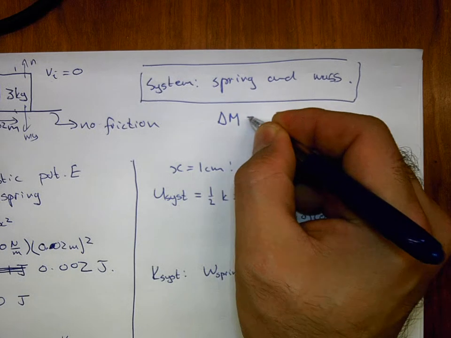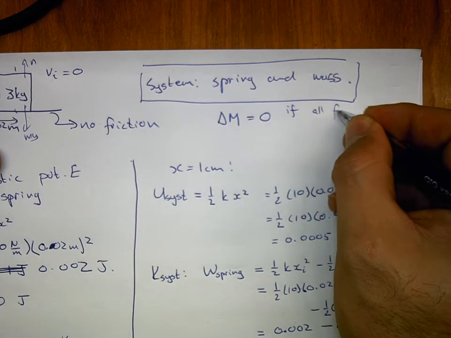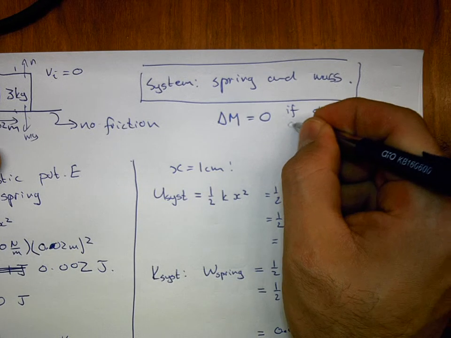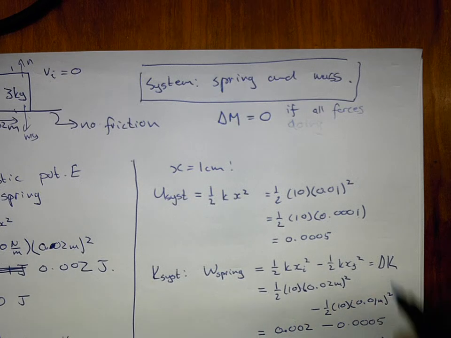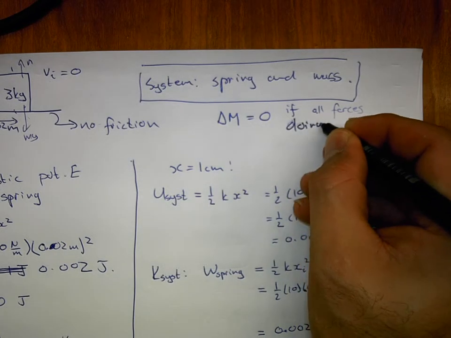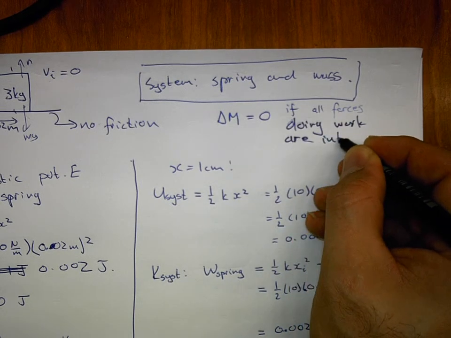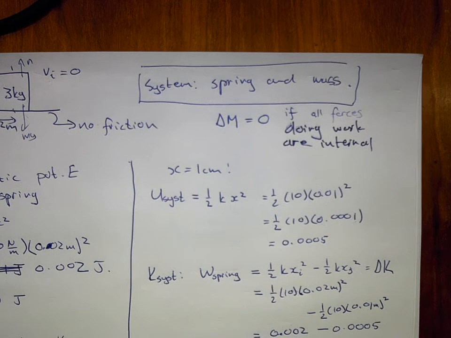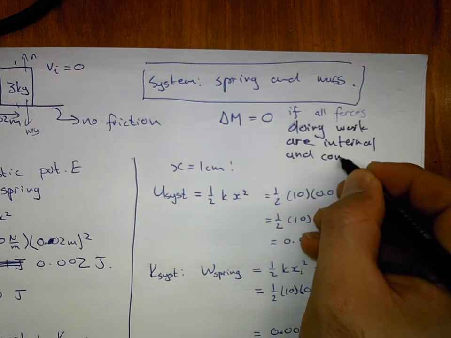So we can modify our initial conclusion, saying that the mechanical energy of a system is conserved if all the forces doing work are internal, so between objects in the system themselves, and also conservative.